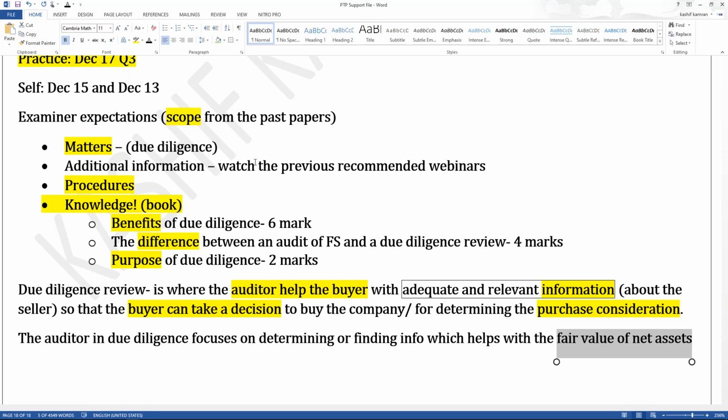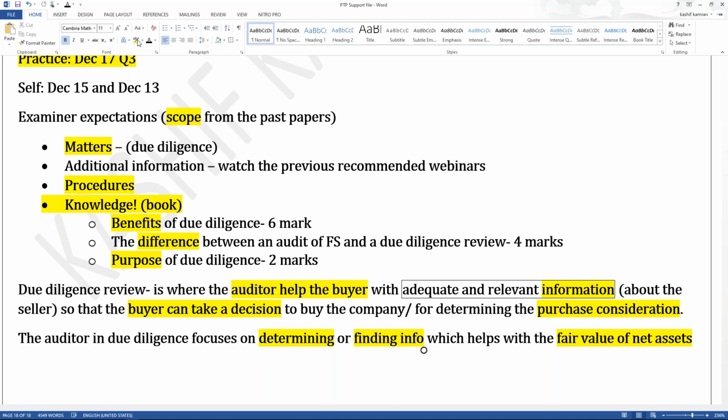Wonderful answers. Goodwill. So, do you believe purchase consideration is the decision of the buyer? But who will help the buyer with the fair value of net assets? Who will guide the buyer on the fair value of net assets? The auditor. Wonderful answer. Excellent. So that means you're all mentally present. So the auditor in a due diligence focuses on finding information which helps with the fair value of net assets. And do you believe the fair value of net assets will help the buyer in determining the purchase consideration?